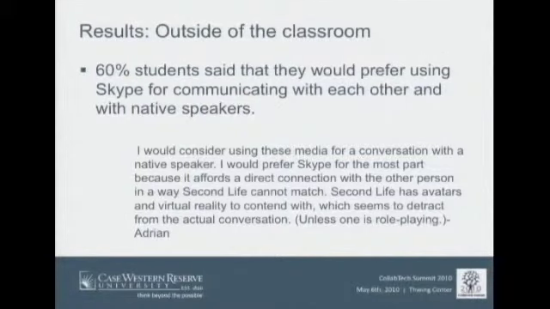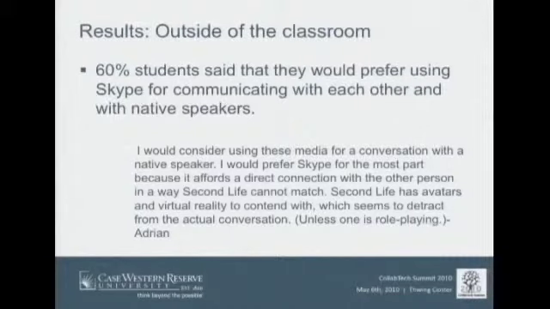Outside of the classroom, only 20 students were there. So this is 12 out of 20. So don't take these totally seriously. You know what I mean? We could get different results if we had a larger number of students. 60% of the students said they would prefer using Skype for communicating with each other and native speakers.